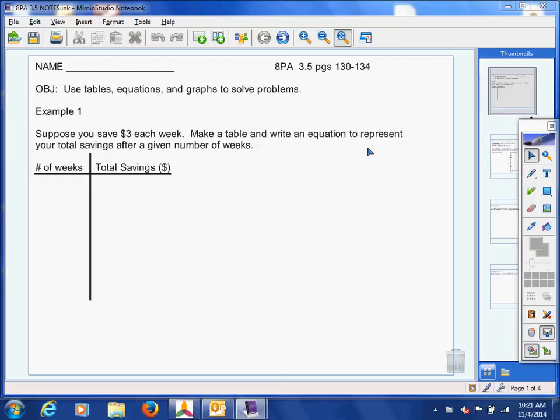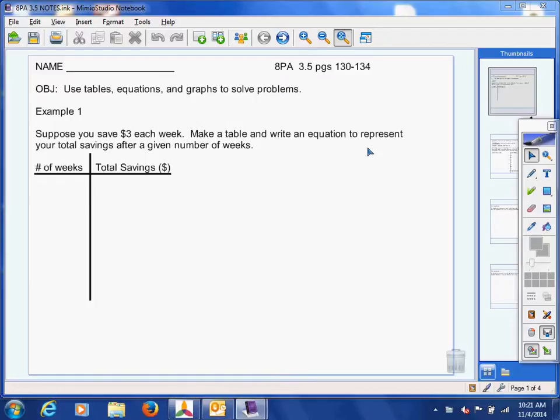We're getting ready to start section 3.5 out of your book, which is pages 130 to 134. Our objective today is to use tables, equations, and graphs to solve problems. So we'll see how far we get today, and I appreciate your patience. Write down everything I write down in your notes, because when you go back and study, you'll know exactly what to study.